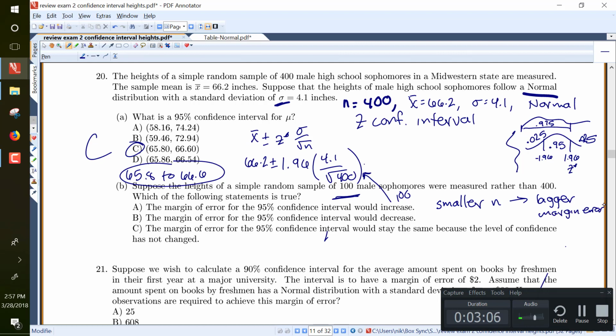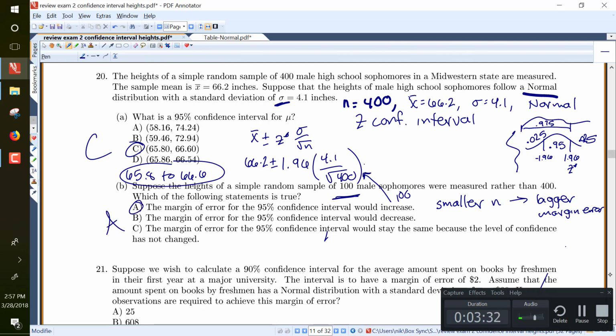Okay. If you want, you could go back to your old learning packets. This is in Confidence Intervals Part 1, and it talks all about the margin of error. We have a whole section on the margin of error. But a smaller sample size means a bigger margin of error. Usually we think about it the other way. We say, oh, a bigger sample size means we'd have a smaller margin of error. So we just kind of reverse that here. So the margin of error would increase, so A.